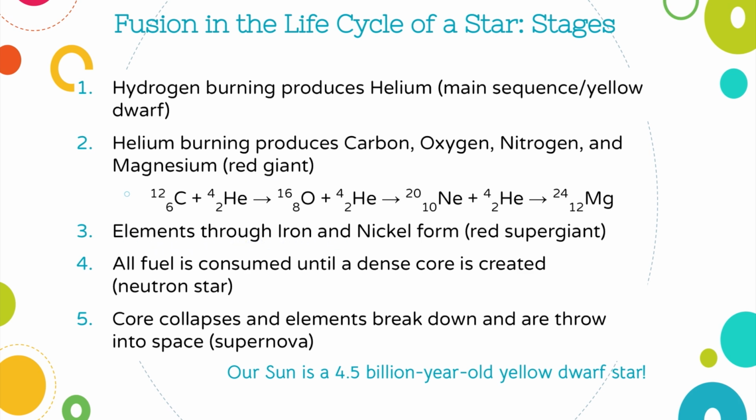Elements through iron and nickel can undergo this process with helium to form red supergiants. And then all fuel is consumed until a dense core is created. And once that core collapses and elements break down, that's when we have a supernova. So our sun is currently in that main sequence yellow dwarf stage. So it is fairly young at 4.5 billion years old. And that process will continue as the universe exists.